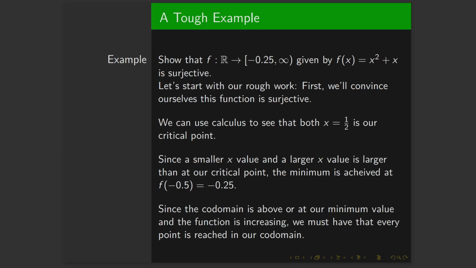So we can use calculus by taking the derivative of the function to see that x is equal to negative a half. And since a smaller x value and a larger x value than our critical point give larger outputs, the minimum is at negative 0.25, or f of negative 0.5. And since the codomain is above or at our minimum value and the function is increasing, of course it'll hit every single value in between negative 0.25 and infinity.